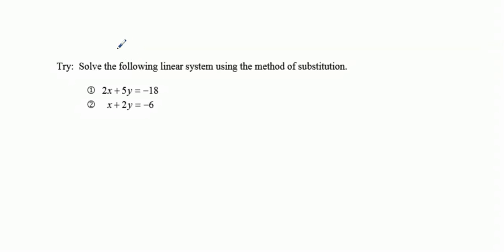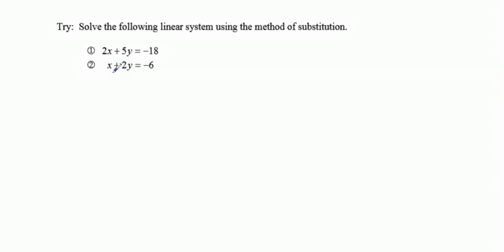So, it says here, solve the following linear system using the method of substitution. So what I'm going to do here, because I don't have a variable isolated, I want to isolate one of the variables. So I either want to isolate 2x here and get it to be x equals, or I want to isolate this term so that it's y equals, or this one, or this one. It doesn't have to be in the first equation.